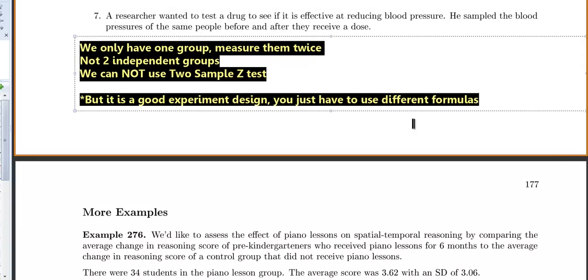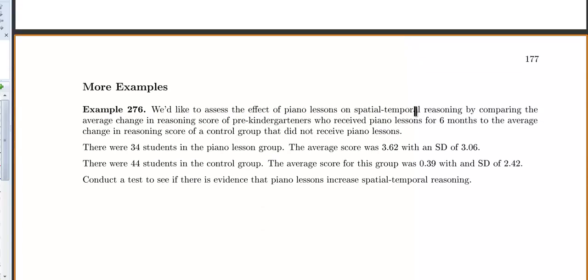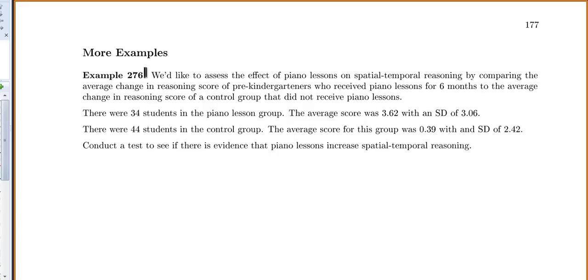So that was, once again, just practice at seeing when the 2 sample tests would be appropriate. At this point now we're just going to practice several problems. So example 276, we'd like to assess the effect of piano lessons on spatial temporal reasoning by comparing the average change in the reasoning score of pre-kindergartners who received piano lessons for 6 months to the average change in reasoning score of a control group that did not receive piano lessons.